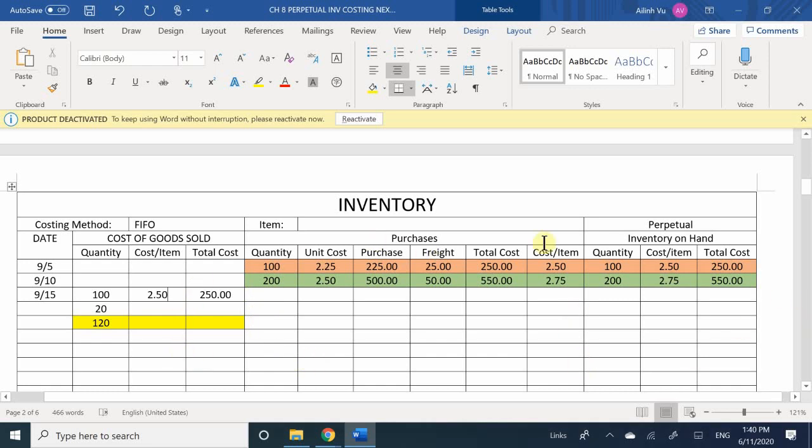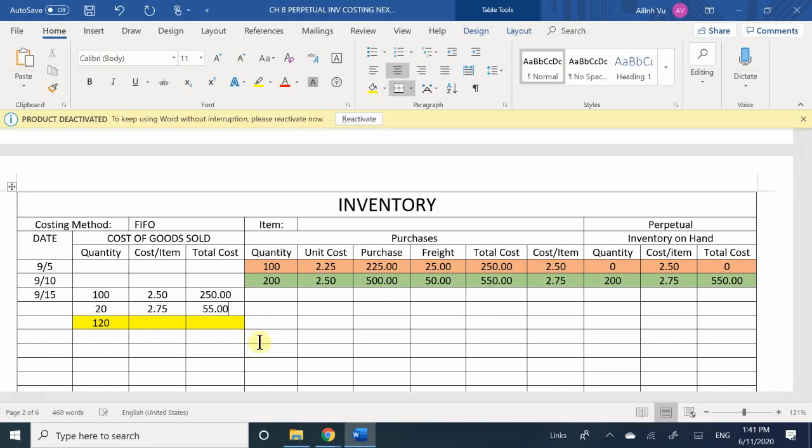Okay, so now that we know that we sold our first 100, I'm going to go ahead and get rid of this 100 right here. So I have 0 here, and I have a 0 here. Completely gone. Okay, so now what's my next batch going to be? 20 from the second batch. How much does each item cost for my second batch? $2.75, and I'm selling 20 of those. So how much is that? $55.